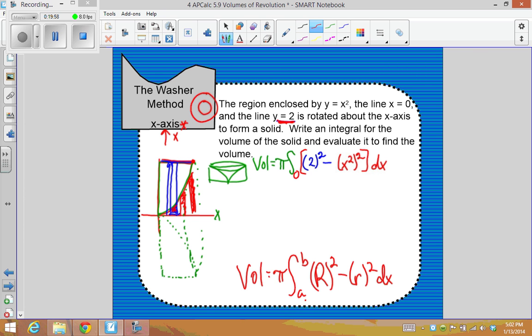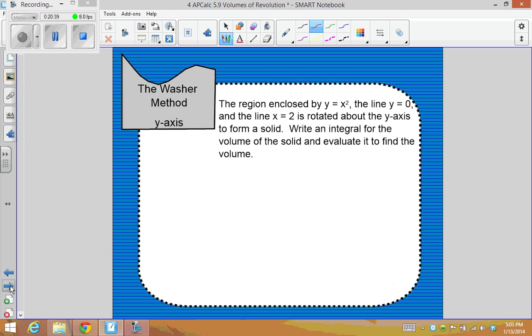So I'm going to come over here to the side and set 2 equal to x squared, and x is going to equal the square root of 2. And so that means this value right here is the square root of 2, that's how far that came, and that would give me that all the way up there. So this is going to be integrated from 0 to the square root of 2. So you've got pi times the integral from 0 to the square root of 2 of 4 minus x to the 4th dx. And then you can integrate and plug things in and solve.